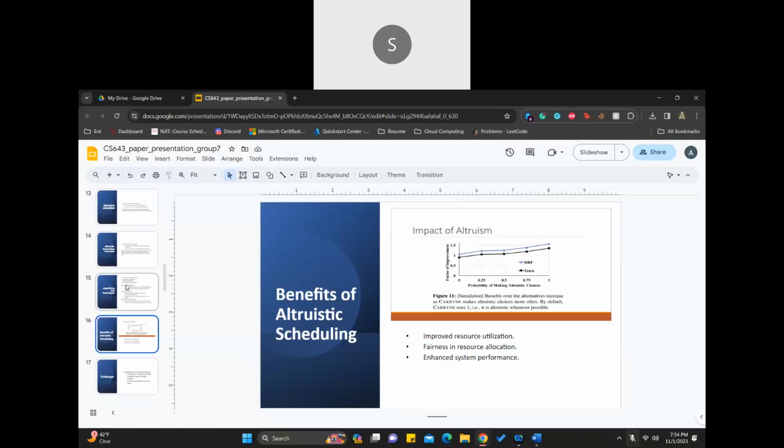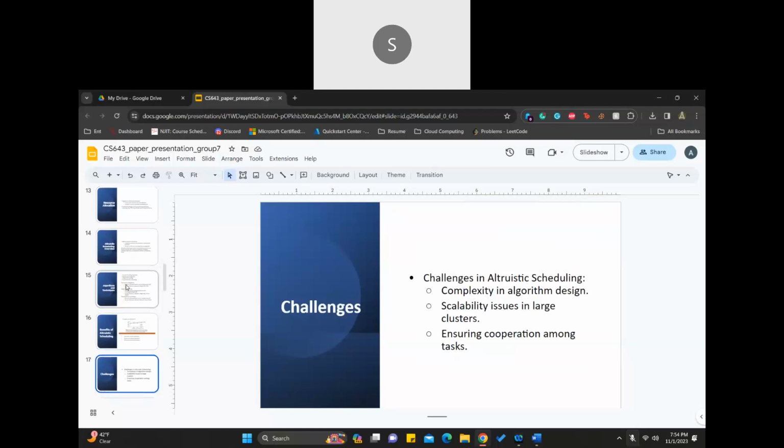We go to the next slide. We have some of the challenges here in slide 17. Challenges in altruistic scheduling: there is complexity in algorithm design, scalability issues in large clusters, and ensuring cooperation among tasks.